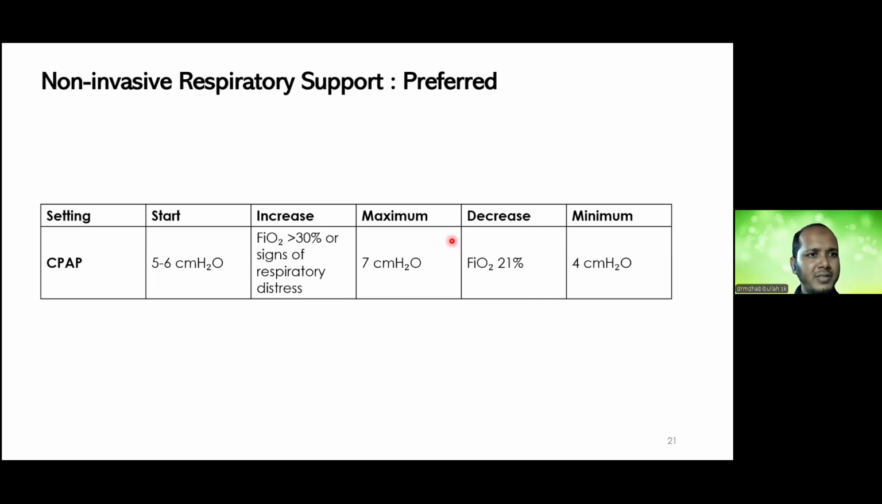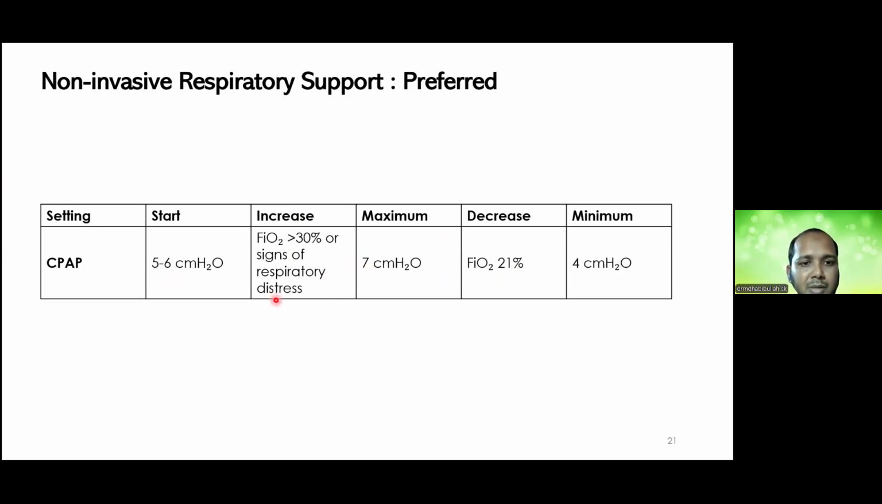So for mild to moderate cases, the first approach will be non-invasive, be it CPAP or NIV. If you start CPAP, start at a pressure of 5 to 6 centimeters of water. But if the baby requires FiO2 of more than 30%, and there is also retraction and respiratory distress, you can increase this CPAP pressure to 7 centimeters of water.